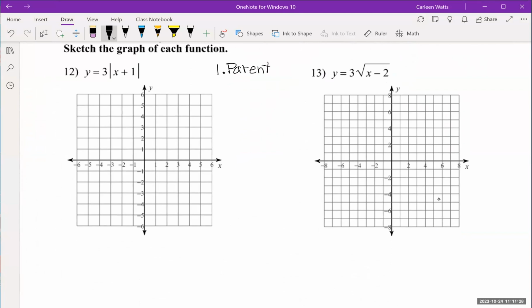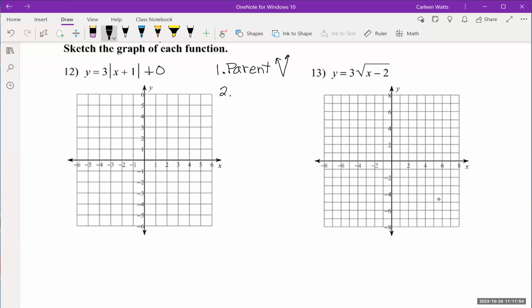The parent graph of the absolute value. Absolute value makes a V. Yeah, not an upside down V, because that's positive. Absolute value makes a V. Now, this is also plus 0.